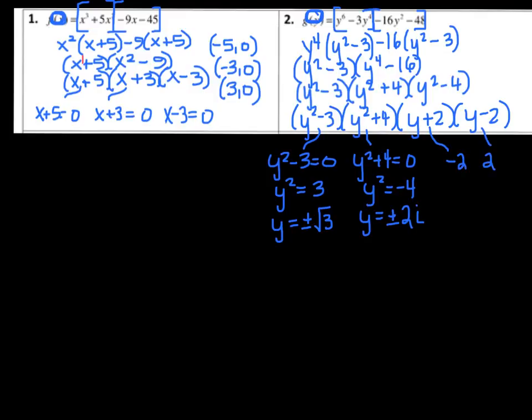So let's count up our solutions. We're supposed to have 6. I have 1, 2, plus 2i is 3, minus 2i is 4, plus root 3 is 5, minus root 3 is 6. These guys right here are imaginary, so we won't see them cross the x-axis. So I will cross the x-axis at plus radical 3, minus radical 3, negative 2, and positive 2. And 2 of my solutions will be imaginary.